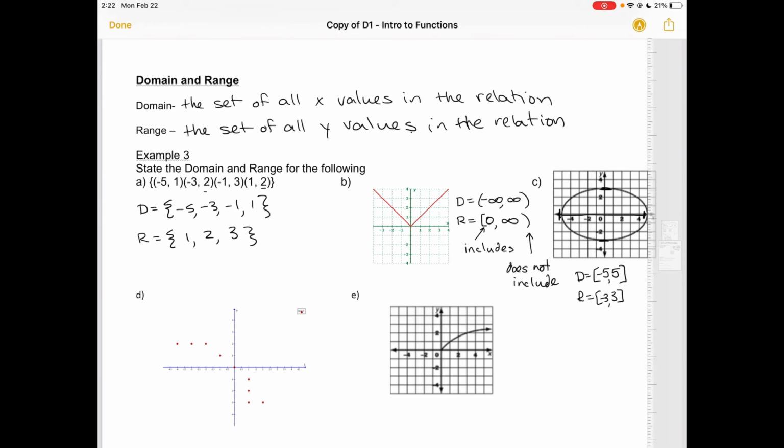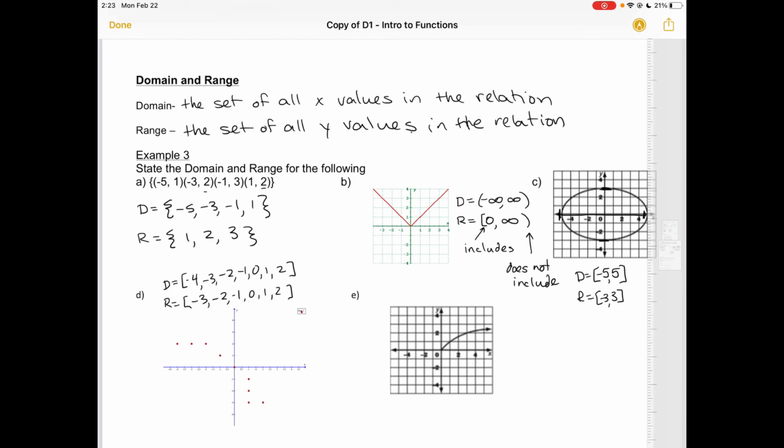Example D, we've got a scatter plot. So kind of like our first example where we had the list of ordered pairs, we are just going to list all our possible x values here: -1, 0, 1, 2. And then we're going to do the same thing for our range. List all of our possible y values.